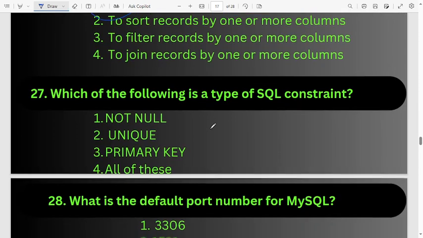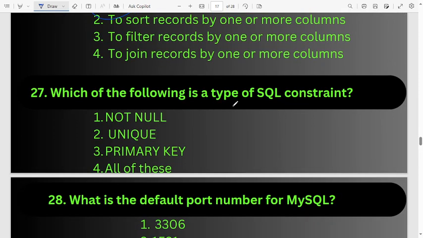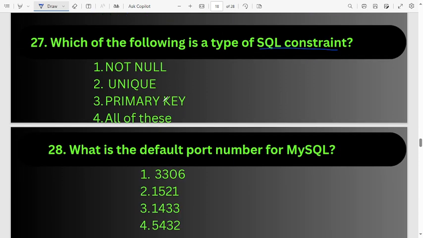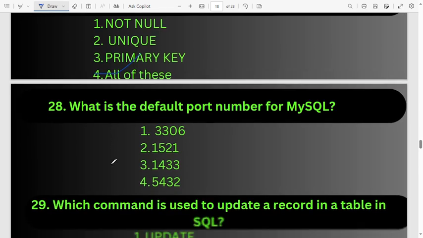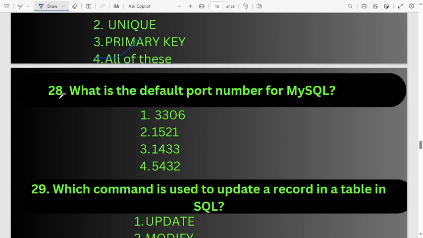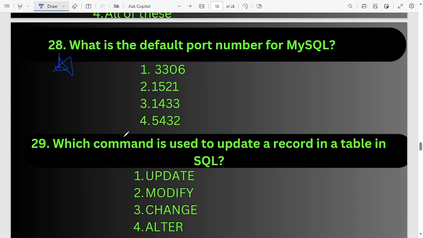The next question is, which of the following is a type of SQL constraint? Not null, unique, or primary key. All of these are SQL constraints. Now this is important. Take your time. What is the default port number of MySQL? Correct answer will be 3306.